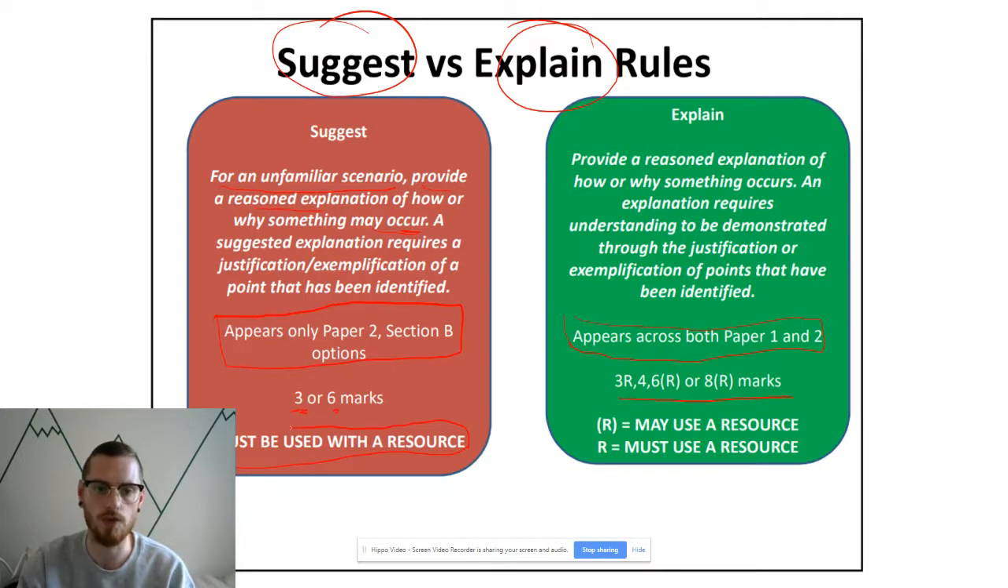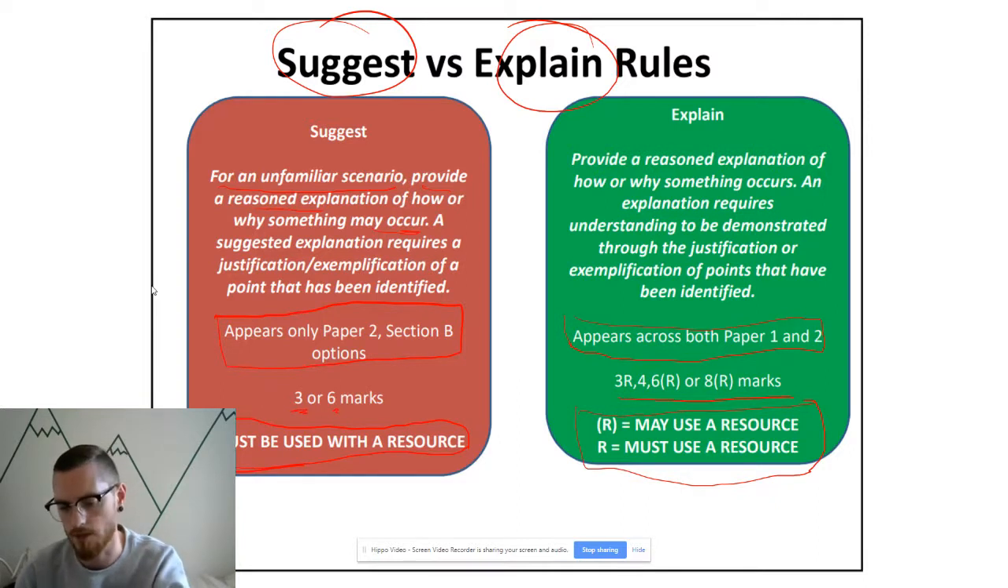must use the resource. They will ask you to study a resource. You must quote information from that resource in your answer. Explain questions might use a resource, they might not, and if they do, then you use it, but suggest always will. So, major difference. Suggest unfamiliar scenario, explain not the case. Suggest you must use the resource in your answer, must quote and lift information directly from it. Explain, you only do that if there's a resource, which is self-obvious.